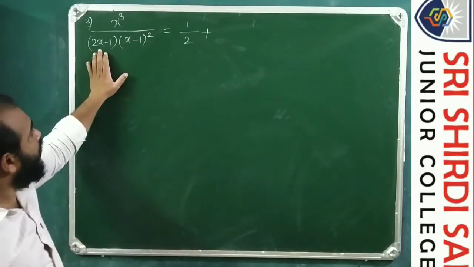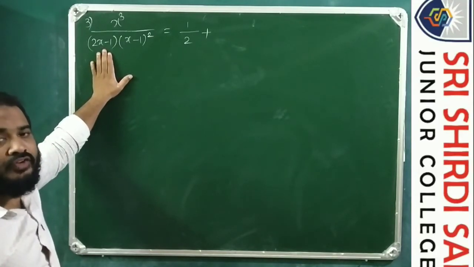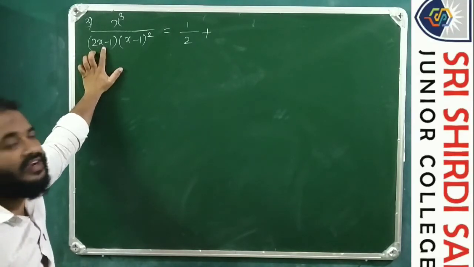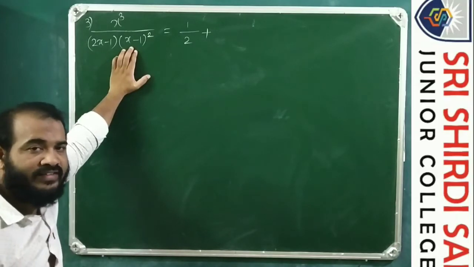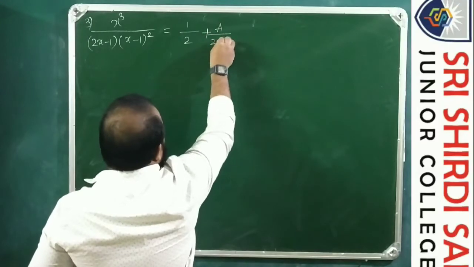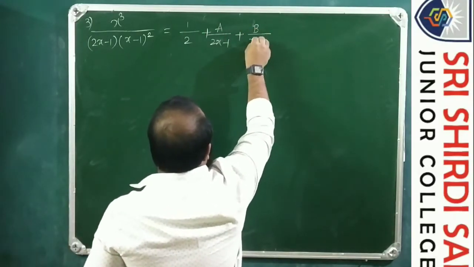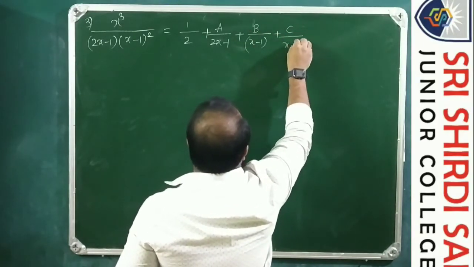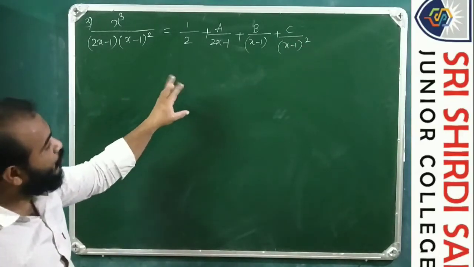So how do we proceed through the process of partial fractions? 2x minus 1 is a non-repeated linear factor, and x minus 1 is a repeated linear factor, repeated twice. So a by 2x minus 1 plus b by x minus 1 plus c by x minus 1 whole square. So this is how we have to proceed.